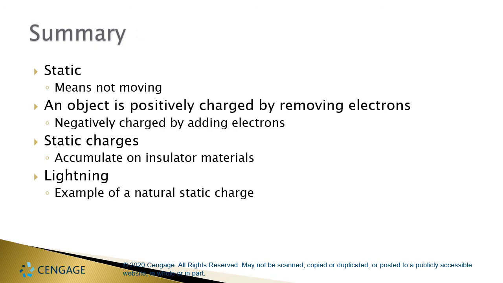Now, in summary, pretty straightforward. Static means that something's not moving, right? And we're going to either have positively or negatively charged ones, depending on if there is electrons removed or excess electrons. Static charges always are going to accumulate on an insulated material, right? And then lightning or any other type of static discharge is going to be when it reaches a certain amount, and there's enough there to cause it to jump.